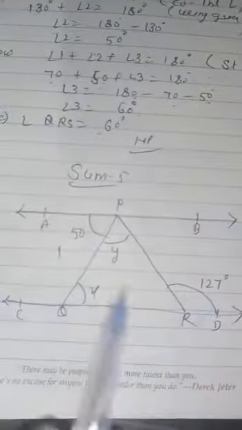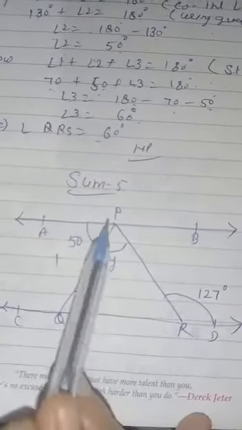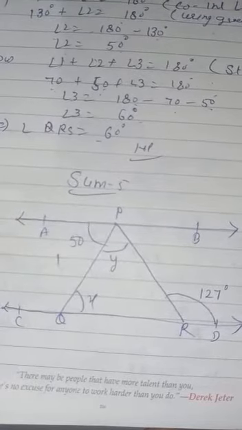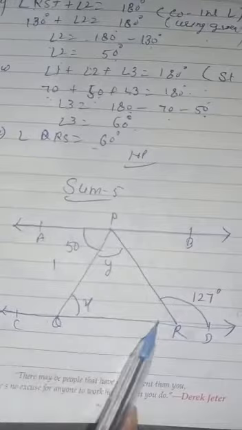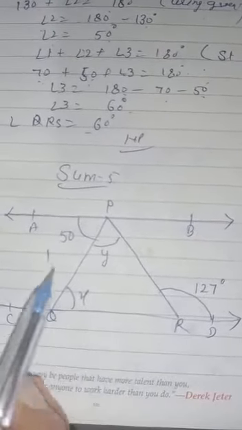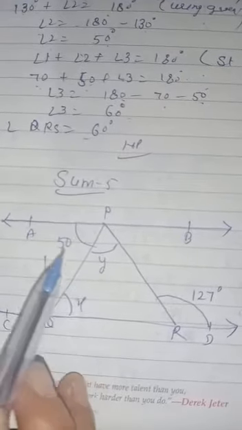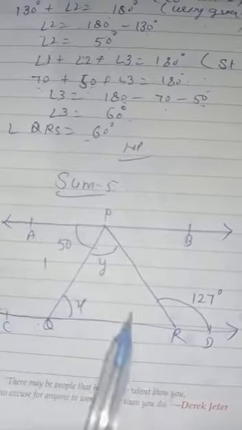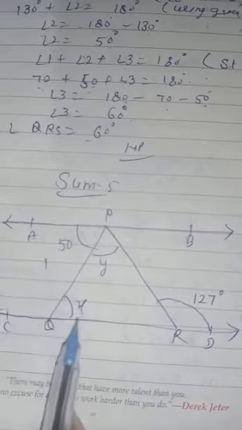Okay, now how to do it? Again see in the figure, AB is given parallel to CD, and PQ and PR we can say are transversals. Angle APQ is given to us as 50 degrees, angle PRD is given to us as 127 degrees. We have to find the value of X as well as Y. First step, we will write AB parallel to CD. Can I say, if I label the 50 angle as 1, angle 1 is equal to angle X.